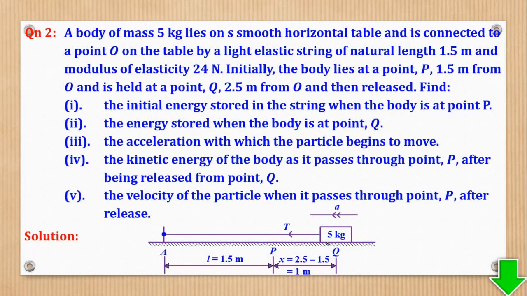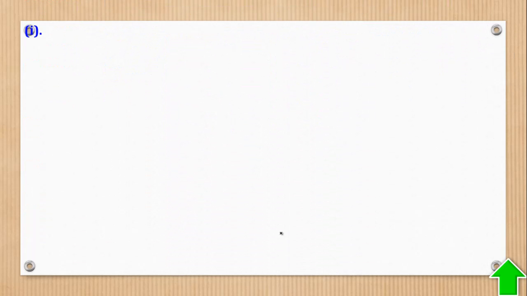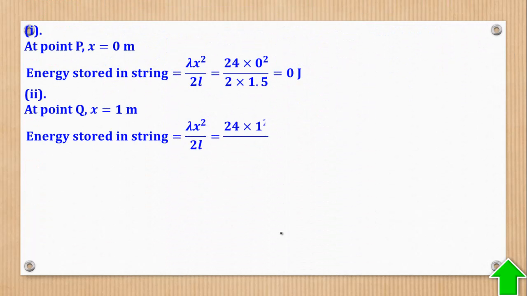So let's start with Roman 1. They said the energy stored in the string at point P. I think you remember from question 1, when there's no extension, energy is 0. So here energy will be 0. Then at point Q, extension is 1, so there will be energy stored.